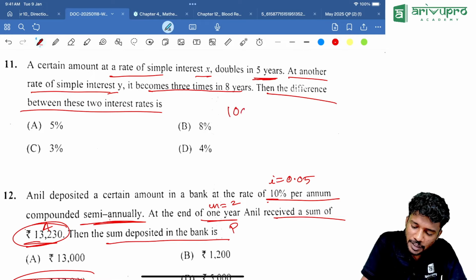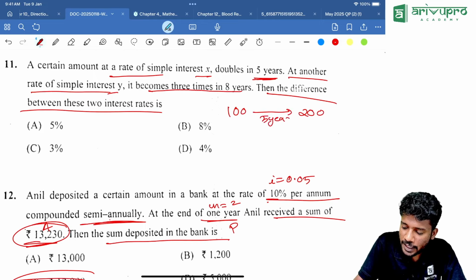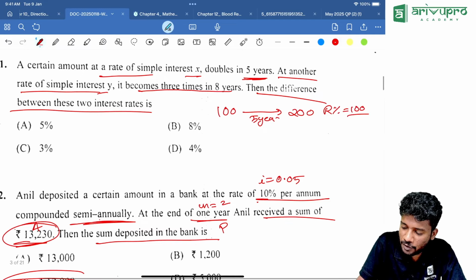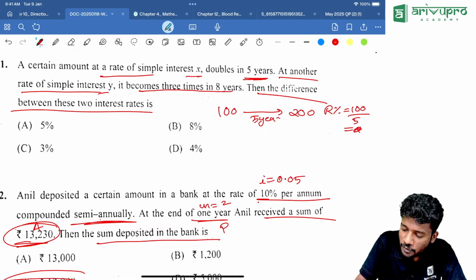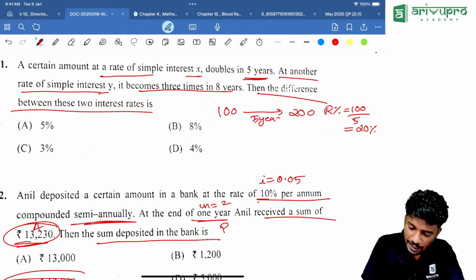So 100 is becoming how much? 200. In how many years? 5 years. So the rate percentage is how much? 100 divided by the SI value divided by 5. That is equal to 20%. Correct?